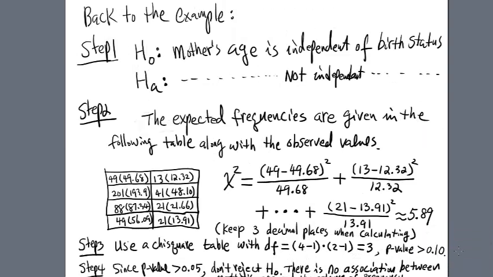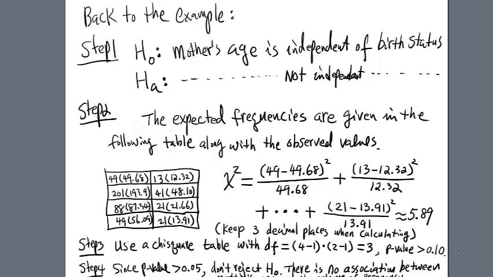Let's carry out the example. Step 1: H0 is that mother's age is independent of birth status, or there's no association between mother's age and the outcome of pregnancy. The alternative hypothesis is that mother's age is not independent of birth status, or birth status is dependent on mother's age.